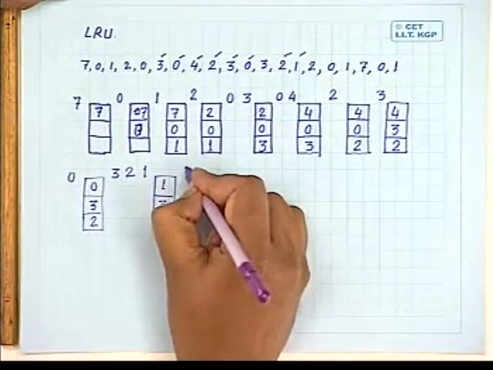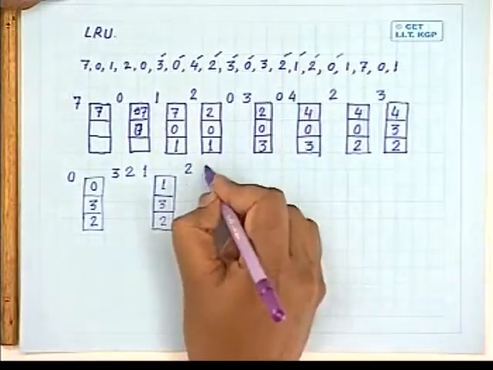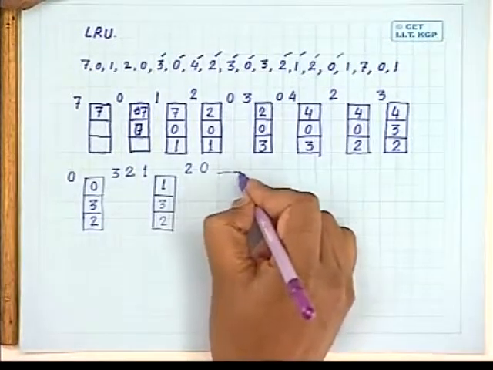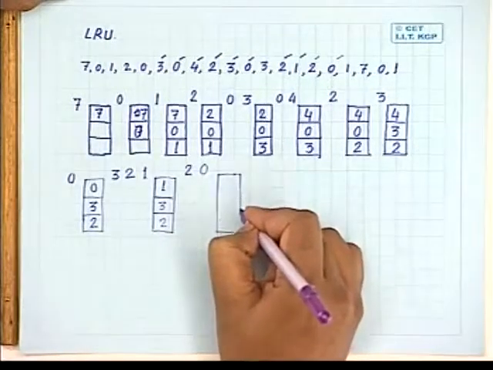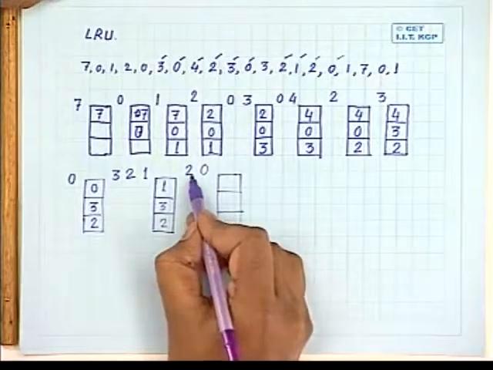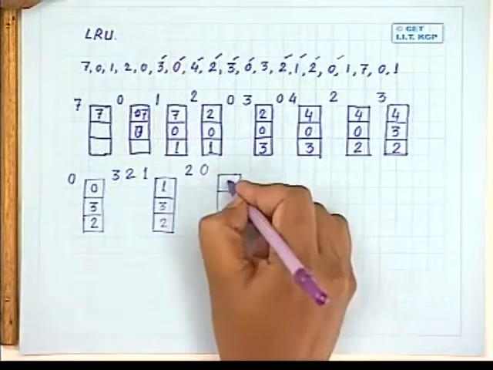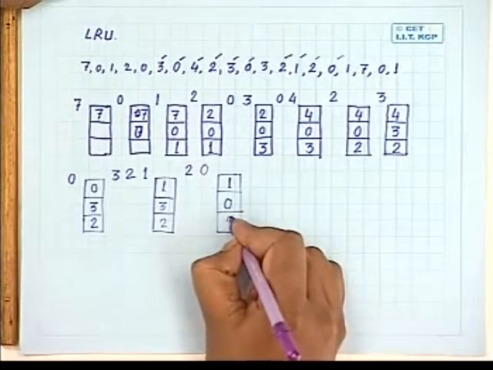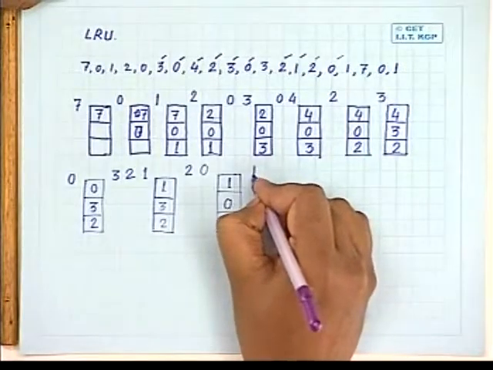Okay. Next time 2 is referred, no page fault. Then 0 is referred, again there is a page fault. And now the page which will be replaced is... 2 is most recent, before that 1, 3 is least recent. So I replace page number 3 by page number 0. So I have 1, 0, 2. Okay. Next time again 1 is referred, there is no page fault.